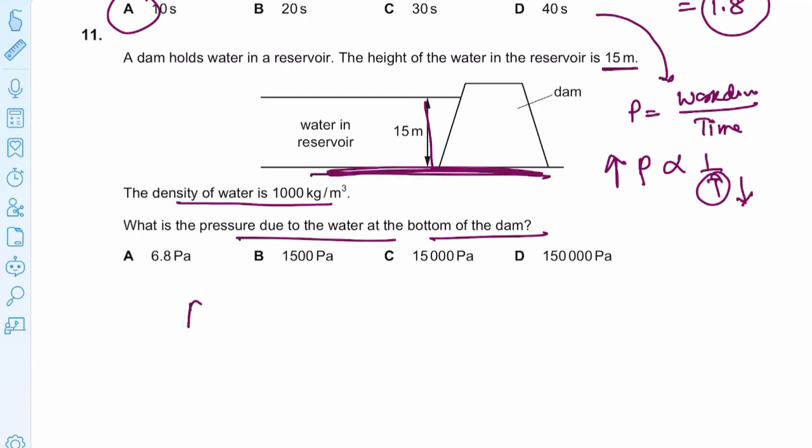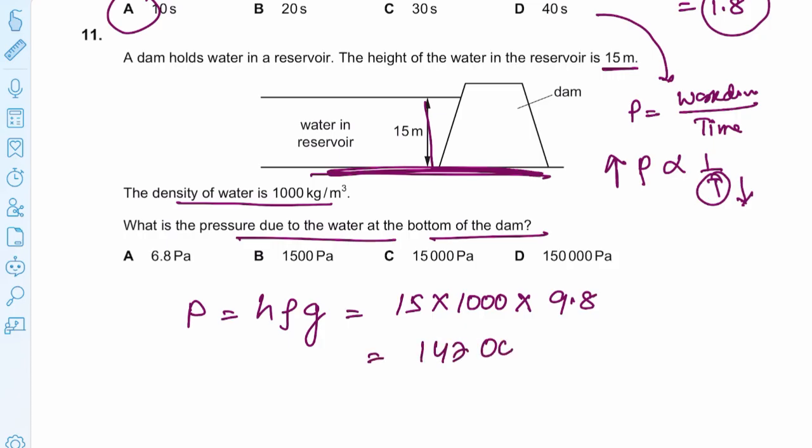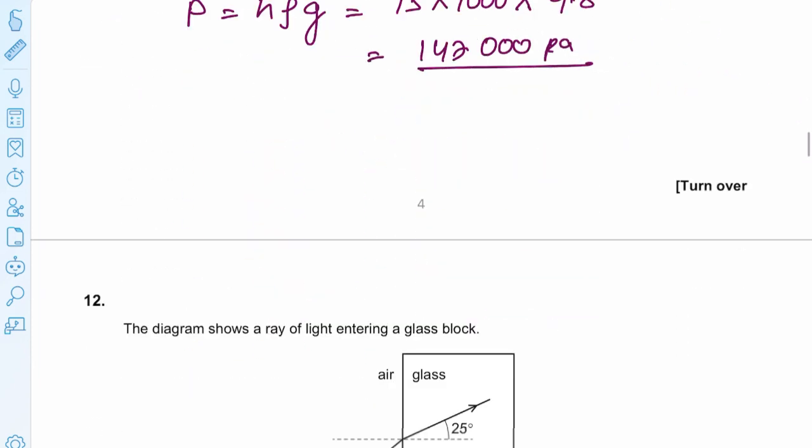The formula for pressure equals h rho g, right? Rho is the density. So height is given as 15, rho is given as 1000 kg per meter cubed, and g is 9.8 meters per second squared. So it will be 147,000 Pascal. Up to 2 significant figures, I'll get the answer: this is 150,000 Pascal. That is the answer, option D. Got it, everyone, clearly? Yes.